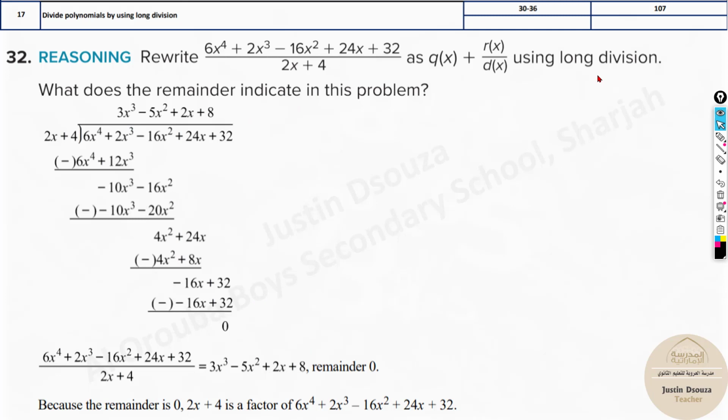What is the remainder? They have just asked the remainder. Remainder is 0. And this is the quotient. That's the answer.